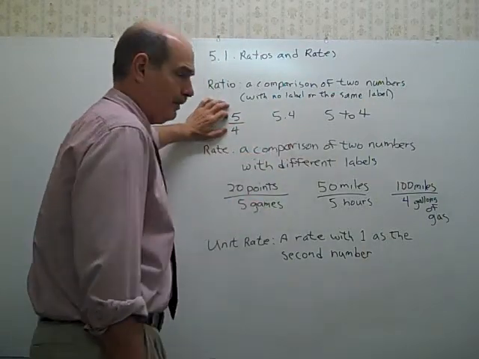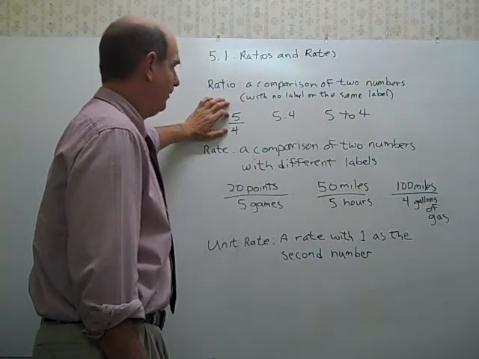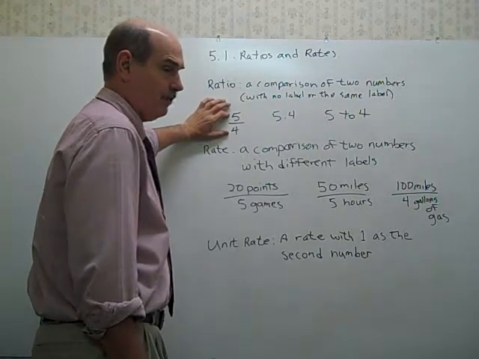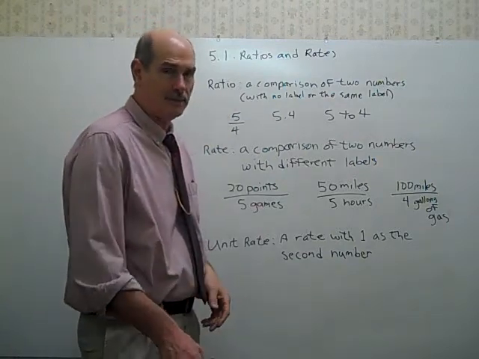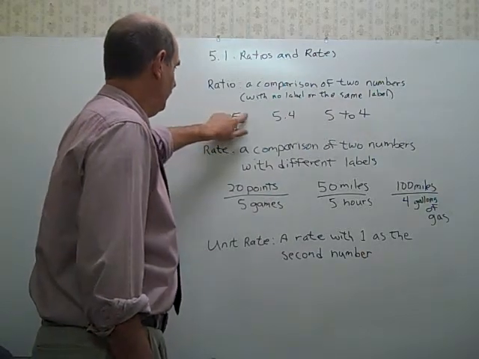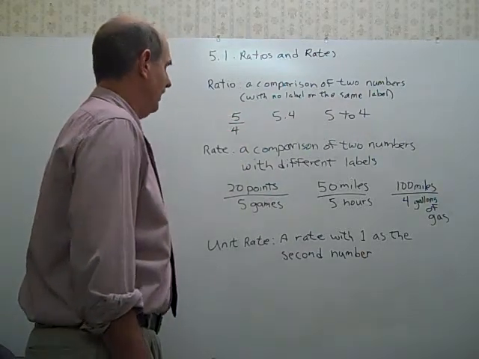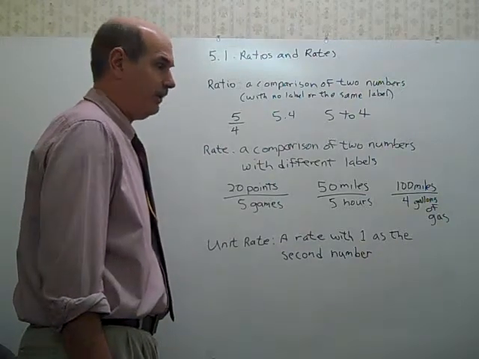This could be 5 feet compared to 4 feet. If you're comparing someone's high jump results, one person can jump 5 feet, another 4 feet. So that would be just the ratio of those two numbers. An example of ratios where the labels aren't exactly the same, but they're really close, would be a class of 9 people that has 5 girls and 4 boys. Consider that they're both people, so they're very similar. That's often considered a ratio.